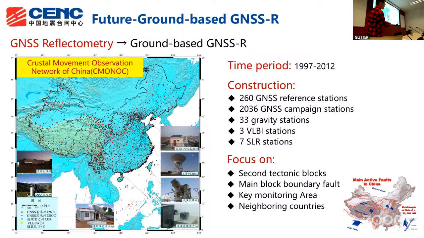We also call them the first-level tectonic blocks. We have 7 first-level and 22 second-level tectonic blocks. And also, we focus on some key monitoring areas, such as the Sichuan-Yunnan province here, and also the Tianshan mountains here, and also around Beijing and North Hubei. And also, we built some stations in neighboring countries like Laos and Myanmar. So we do a lot of projects in Laos and in Myanmar.